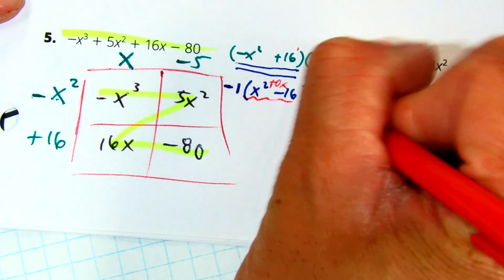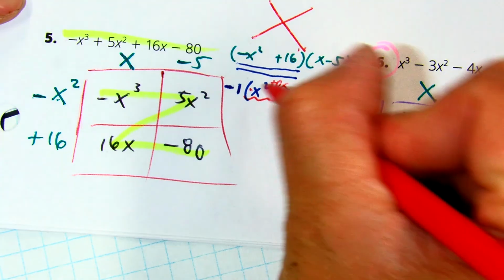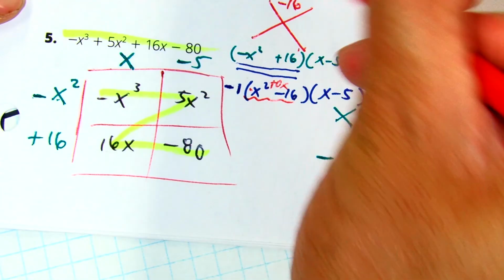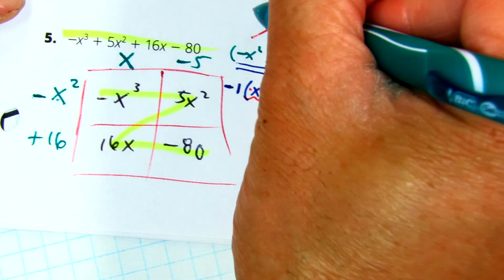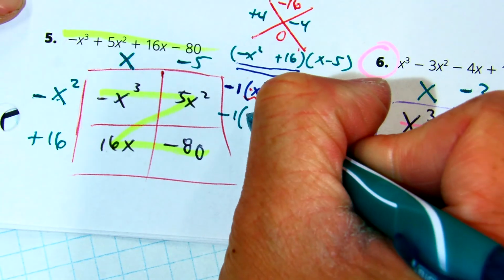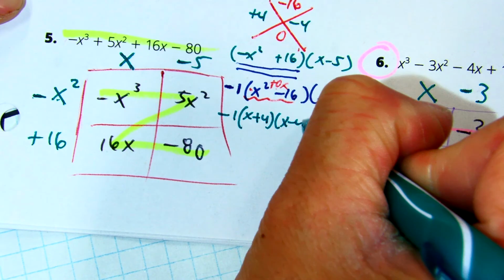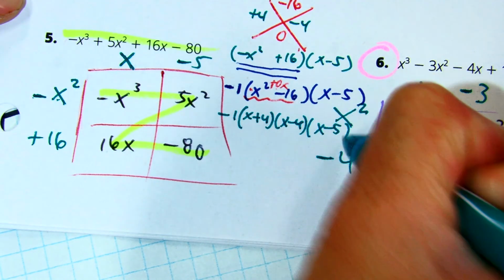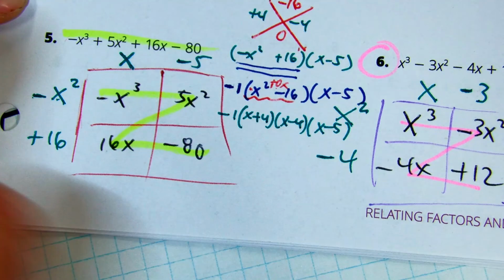Then in here, we can factor again. A times c is 1 times negative 16. B value is 0. My two numbers are positive 4 and negative 4. And this would be your answer.